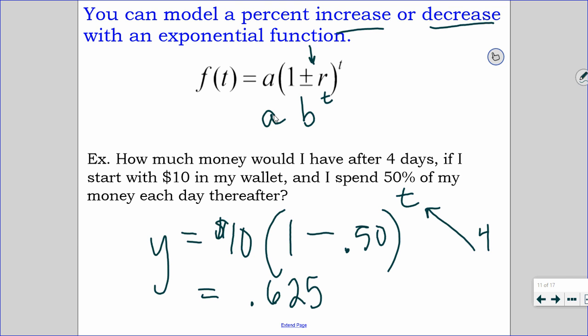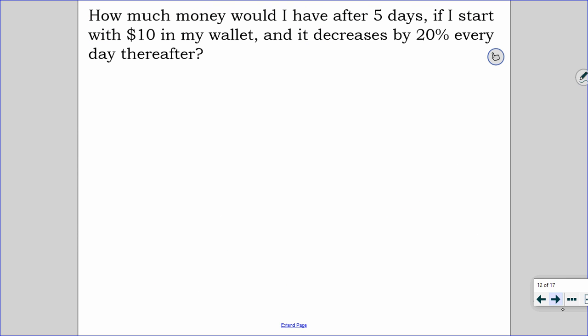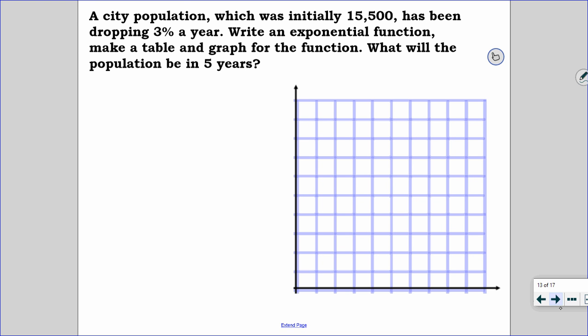All right, let's see if you guys can write an equation for one of them. That one's boring because it's pretty much the same thing. So this one says an initial population is 15,500, and the population is dropping every 3 years. Write an exponential function, and you don't have to graph it if you don't want to. What's the population after 5 years?